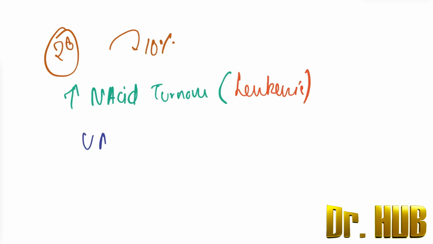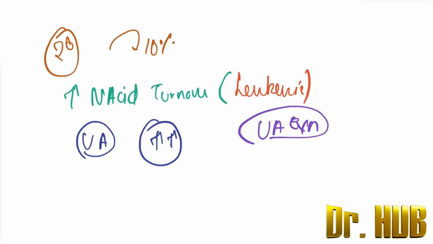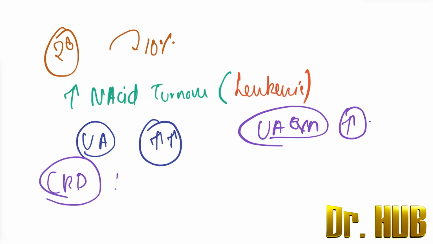Now, what is the uric acid production? In increased nucleic acid turnover, for example leukemia, the uric acid production is increased, and the uric acid excretion is also increased. Next, let's look at the chronic renal diseases.